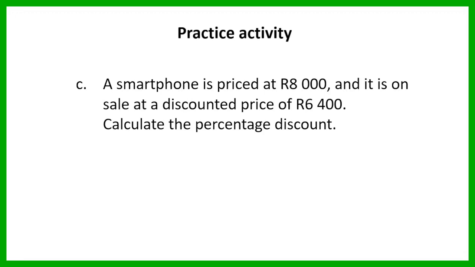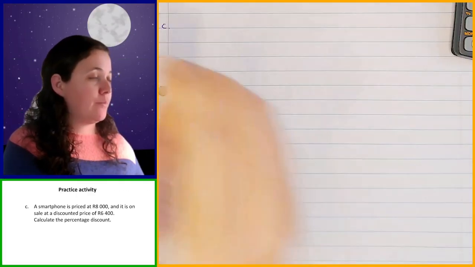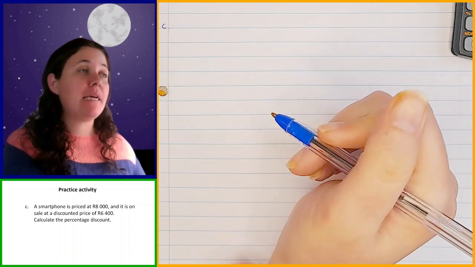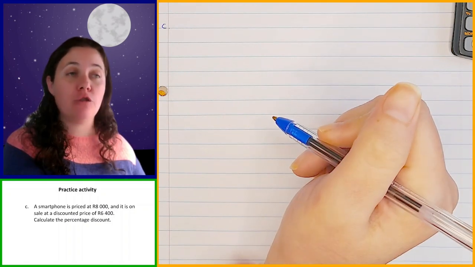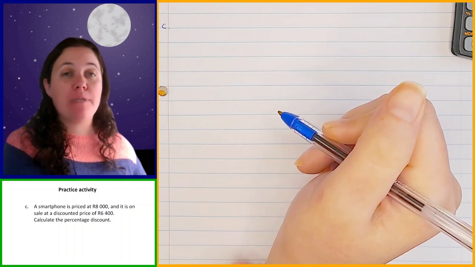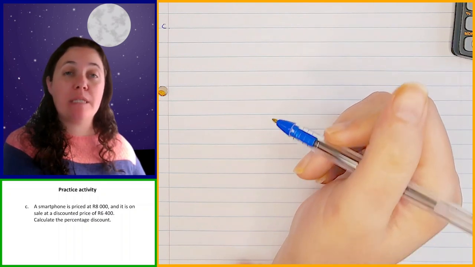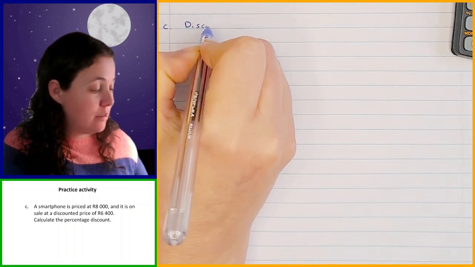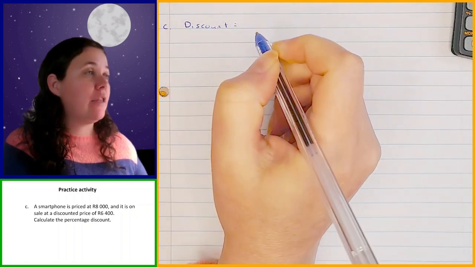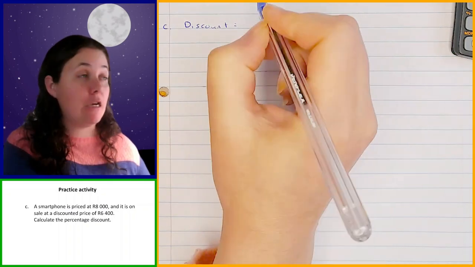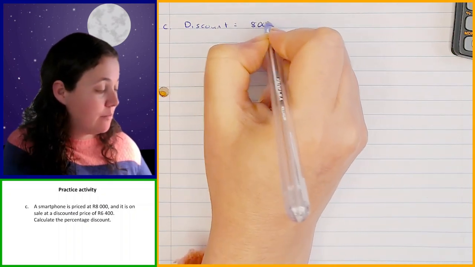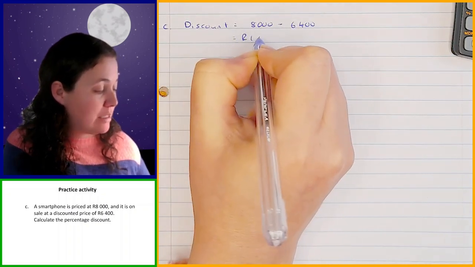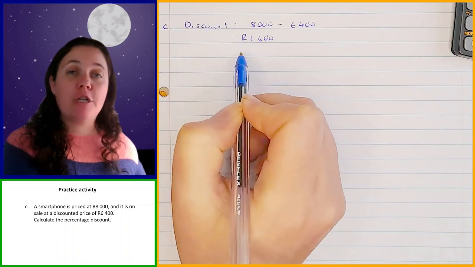Okay, you should be done with that. So let's go through that example. So for question C, we had a price of 8,000, that's the normal price, and then the discounted price is 6,400 Rand. And we have to calculate the percentage discount. So this is going to be very similar to what we did in question A. So we're going to start off by working out what the discount amount is by taking the normal price and subtracting the discounted price. So that's going to be 8,000 minus 6,400. And that gives you 1,600. So this is the amount that you're going to save.